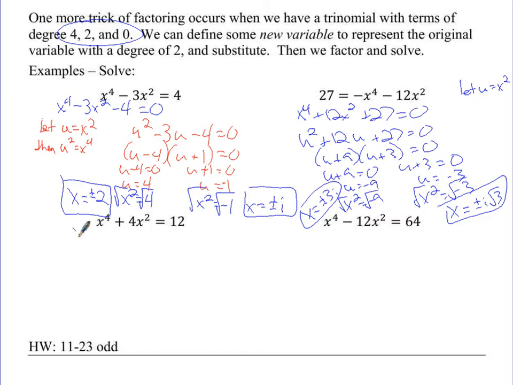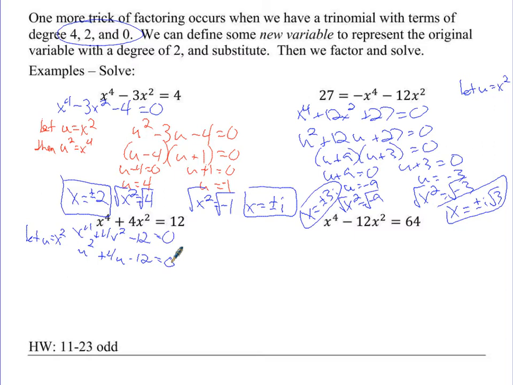Everything on one side? Now what? U is now x squared. Now what? Substitute in, so we write u squared plus 4u minus 12 equals 0. Now what? Factor.